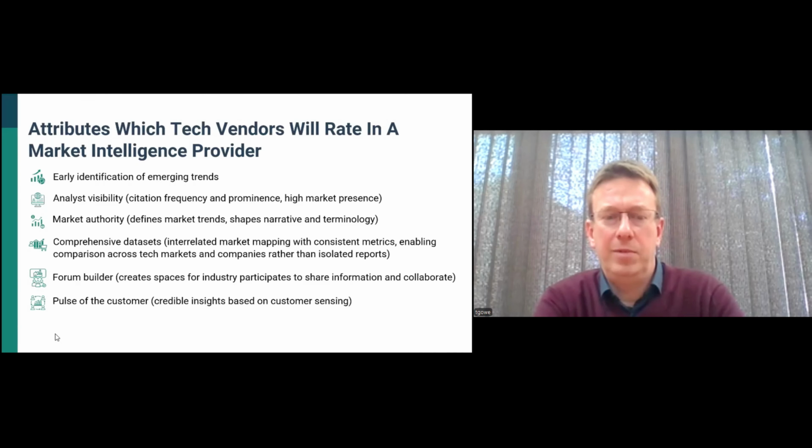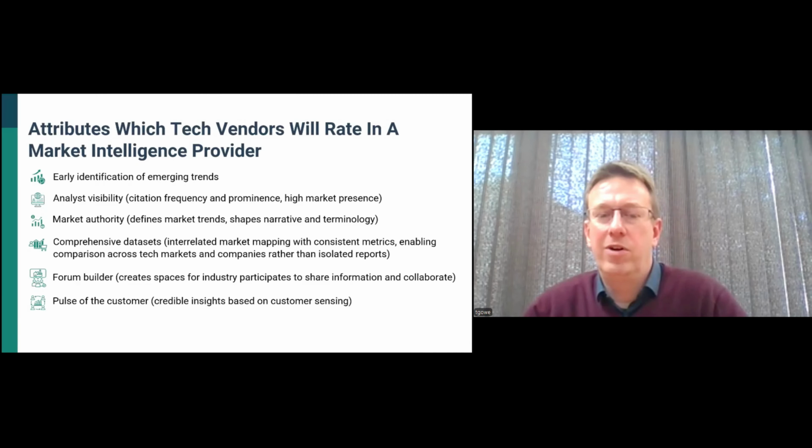I think a final point is around using analysts as a forum builder. So I think good analyst houses are able to get people in a room together, and then they can share information and collaborate. And I think that can really help vendors in their market performance, and just picking up on what's important and what's important going forward.